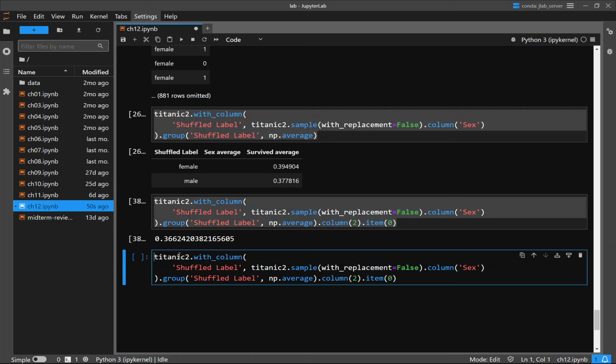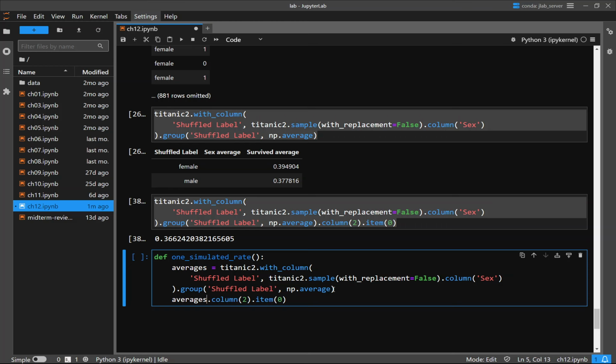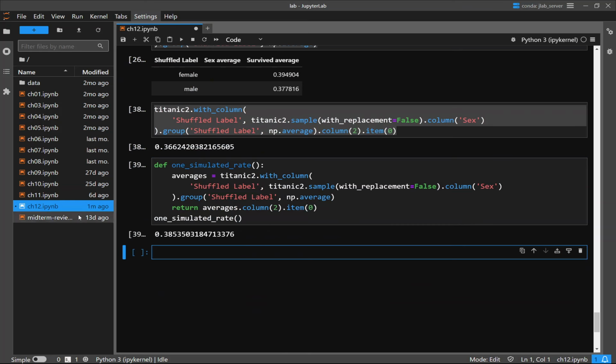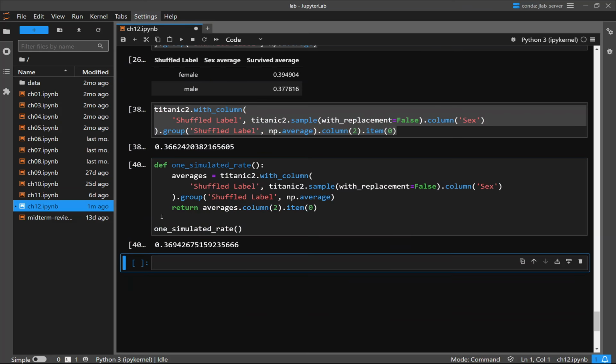That's the kind of terminology we've been using. That's the one that your book likes to use. And so just take all that. Let's do this a little bit backwards. This will give me a table of averages, and then I'll go to that averages table, column 2, item 0, and return that. That'll work, and that'll do what I want. Give me one simulated rate. That's separate, right? There it is. So this I can do a bunch of times, right?